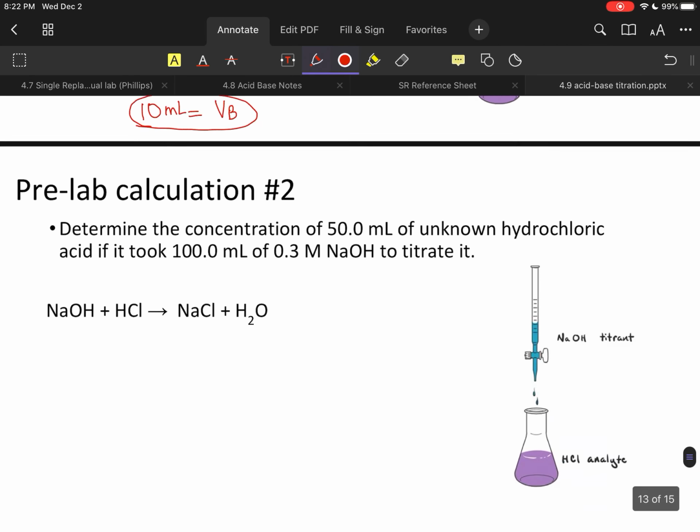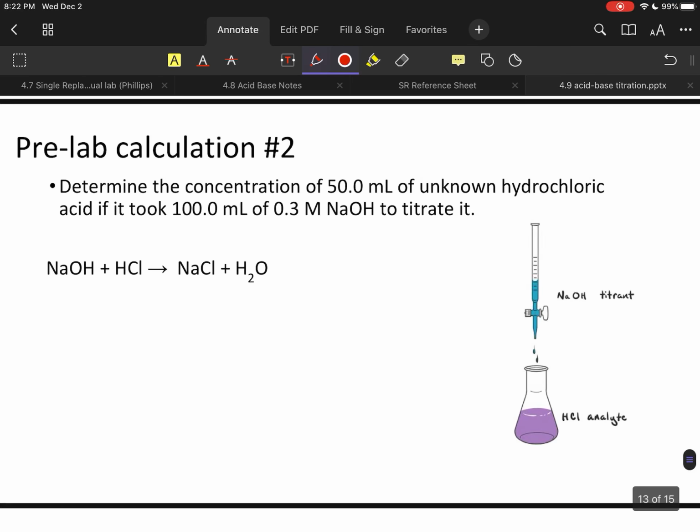Okay, let's look at another calculation here. This one is saying, determine the concentration of our unknown hydrochloric acid if it took 100 milliliters of our titrant. So here's my formula. Let's determine this for the 50 milliliters of my acid. Remember, I'm looking for my concentration, so I'm looking for the molarity, and I have 50 milliliters.